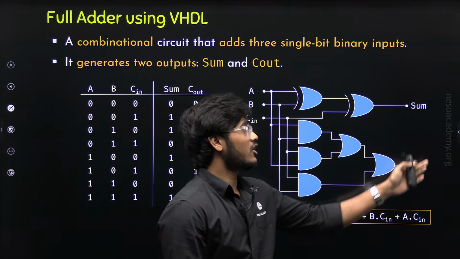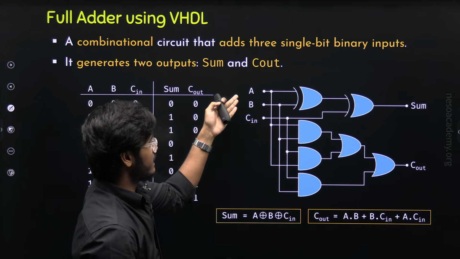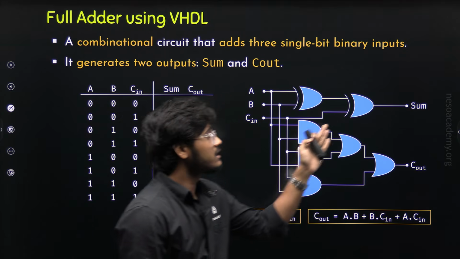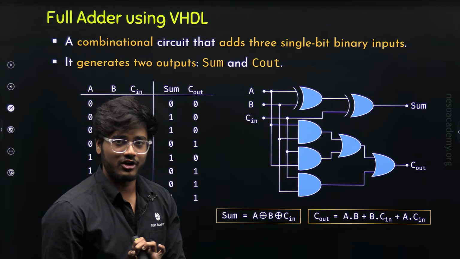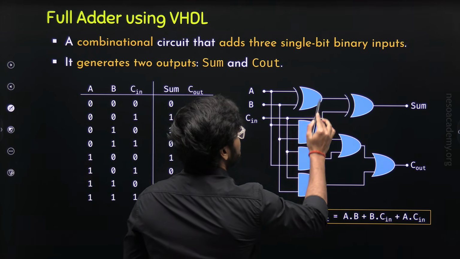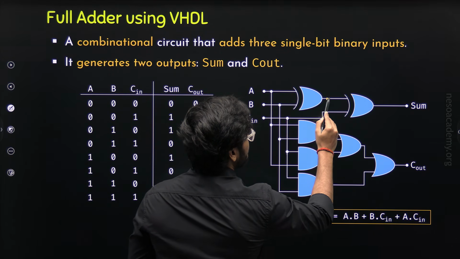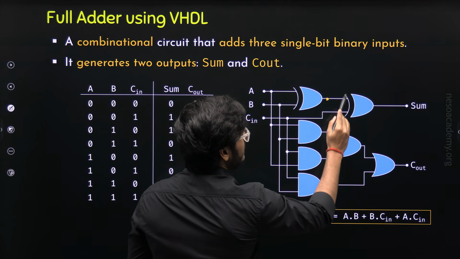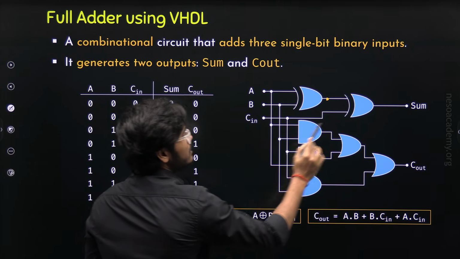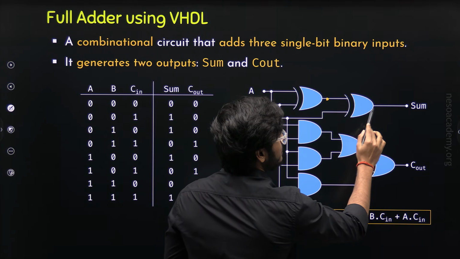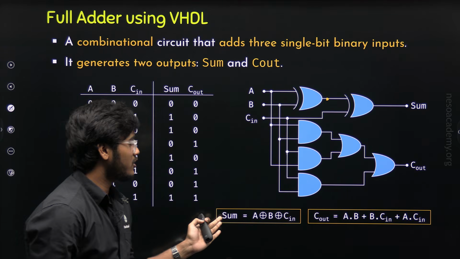So, this is the logic diagram of the full adder. Here we are having the three inputs A, B, Cin, and two outputs sum and output carry. Let's quickly verify this logic diagram. The output of this XOR gate will be A XOR B. Now this output A XOR B is the input for this XOR gate, and the second input is input carry. So the output of this XOR gate will be A XOR B XOR Cin, which is the expression of our output sum.